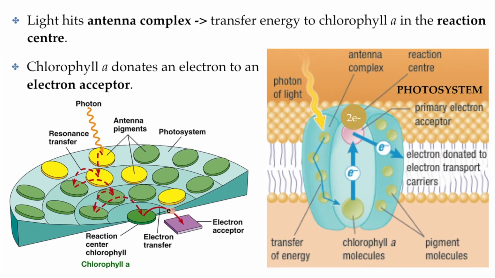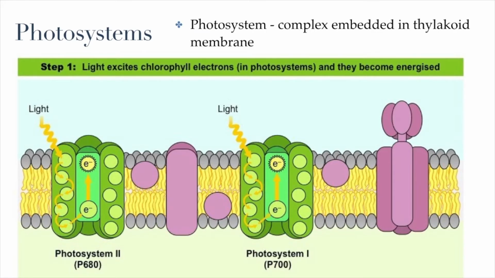converted into heat. However, if a suitable electron acceptor is nearby, like in the case of photosynthesis, the excited electrons can actually move from the initial chlorophyll molecule to the acceptor. This is actually the start of the electron transport chain of photosynthesis. So the whole antenna complex and the pigments, including chlorophyll A, are found within these complexes of molecules called photosystems.